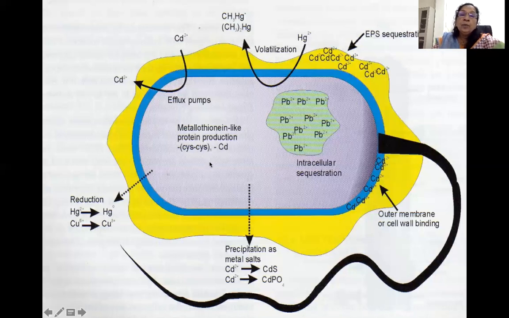Then metallothionein like proteins which are produced also form complexes with the metals, and certain ATP driven pumps pump out the metals which enter into the cells. And certain metals can be volatilized. For example, mercury can be volatilized. All these are strategies of how a microbe can prevent the toxicity of heavy metals. And some of these strategies are used to immobilize the heavy metals and also bioremediate or remove the heavy metal from, for example, the environment, also from the wastewater.